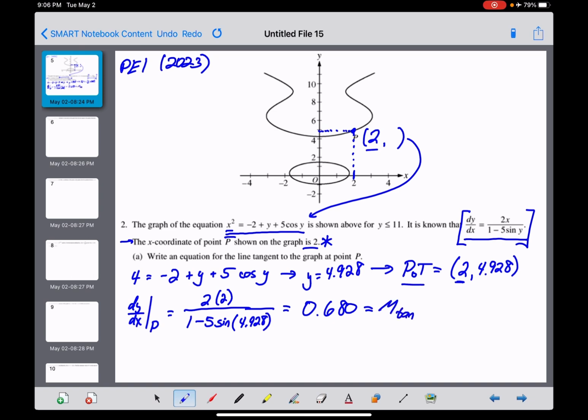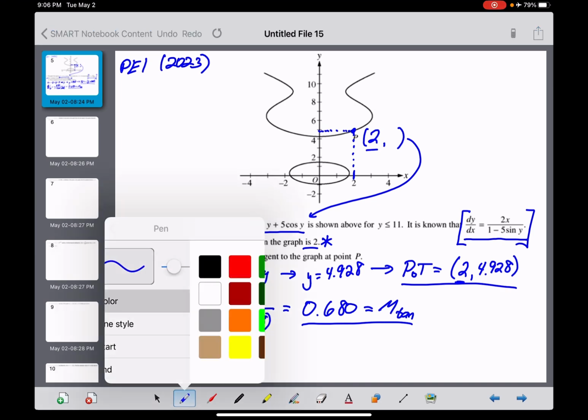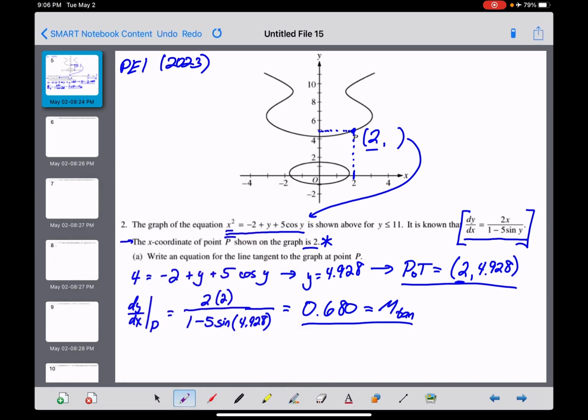So now that we know the point of tangency and the slope of the tangent, we can go ahead now and write an equation for the line tangent to that graph. Now, almost all year long, I've been telling you guys to write these equations in point-slope form, which would have begun y minus that number right there. But I'm going to go ahead and do what they do a lot, which is write it in something called point-slope equation. So hold that thought of y minus the 4.928, and I'm going to make this y equals.